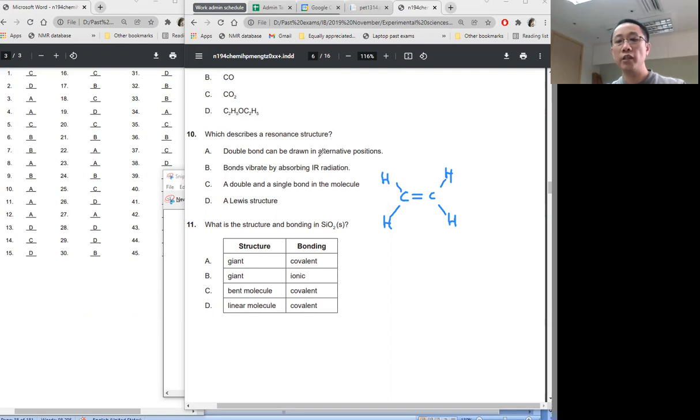And the choice B, bonds vibrating by absorbing infrared radiation, has to do with a phenomenon called resonance, which is unrelated to resonance structures. Resonance is more like a physics thing, where a molecule vibrates with the same frequency as the applied infrared frequency.